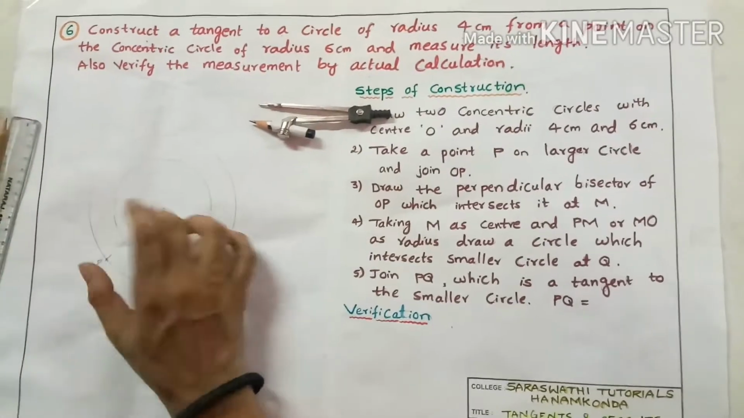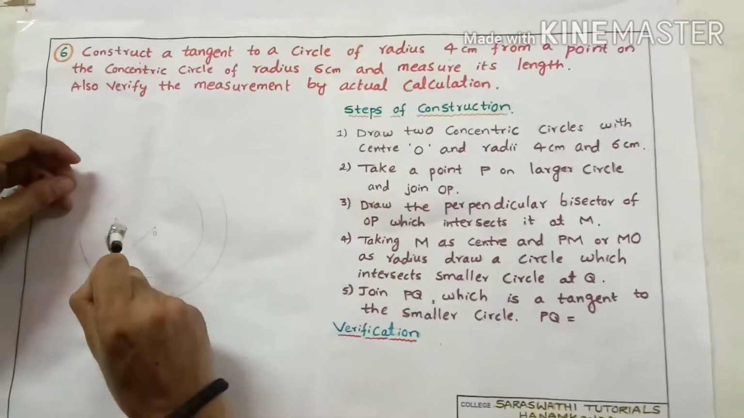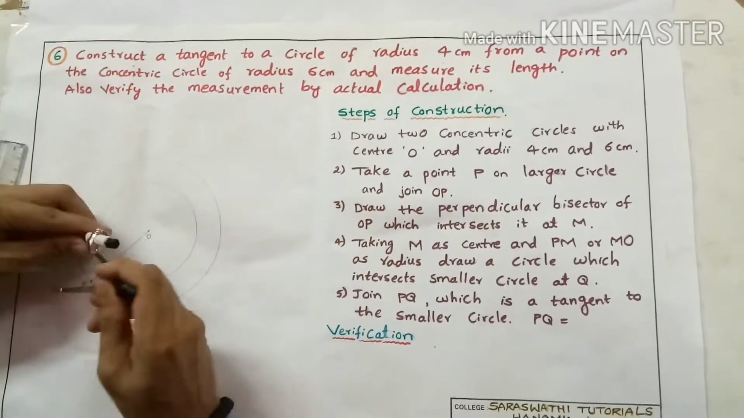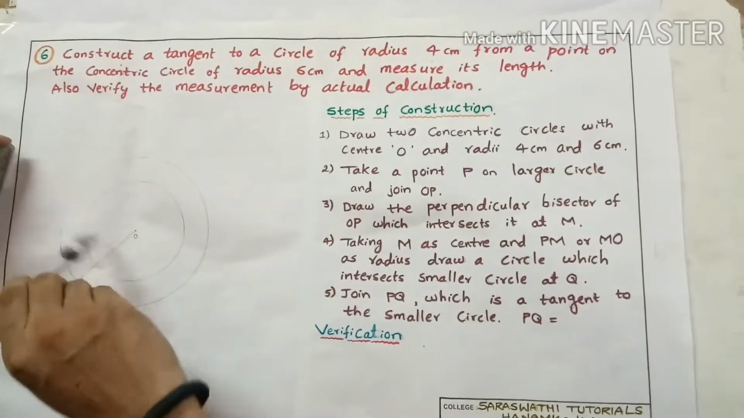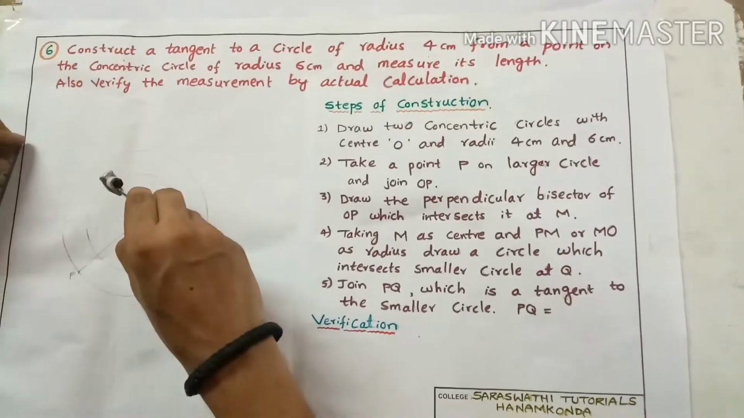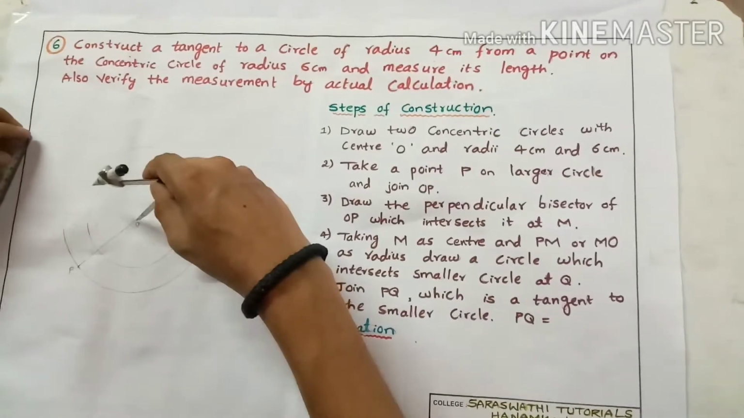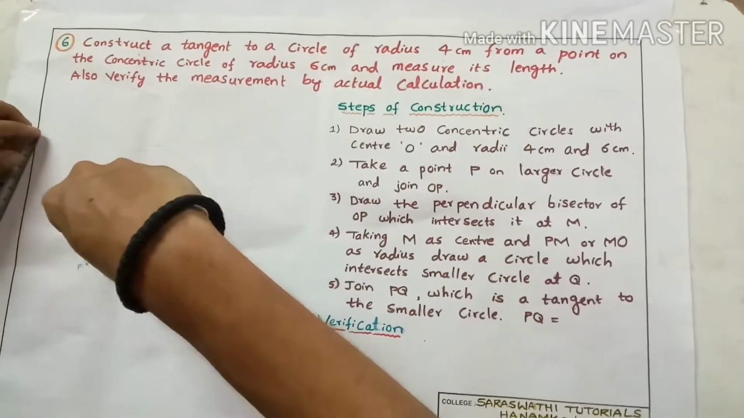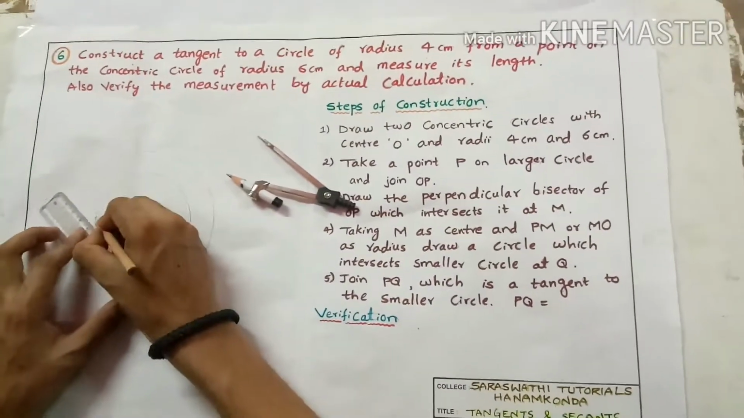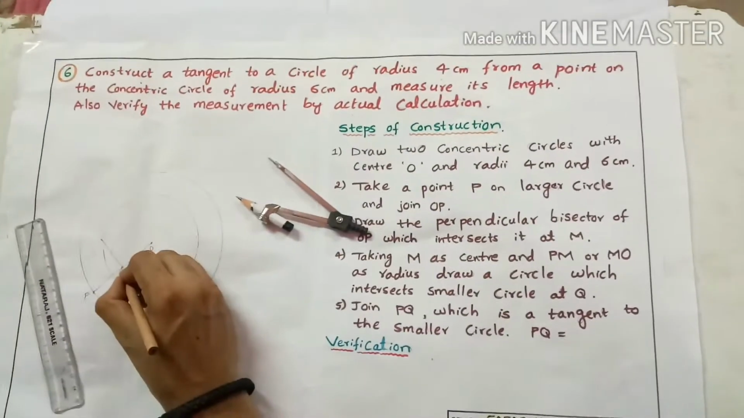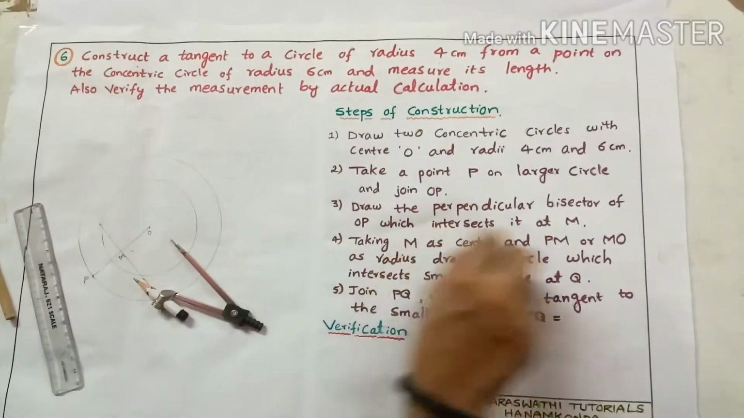Now we have to draw a perpendicular bisector to this OP, which intersects at M. Take more than half of this OP length, and again with the same length draw two arcs which intersect the previous arcs. Let this bisector meet OP at M.